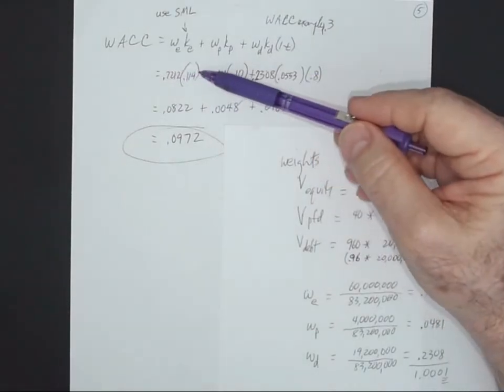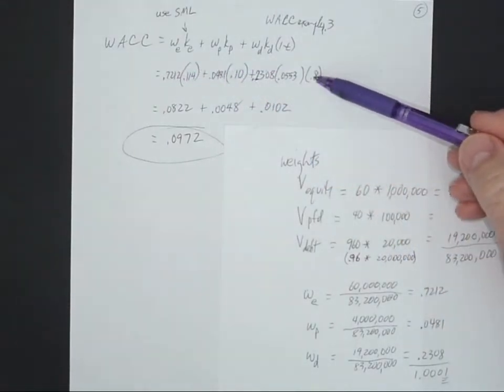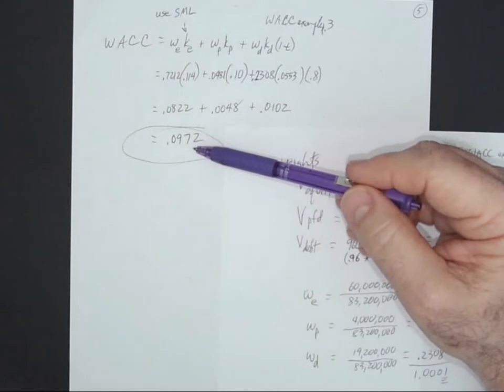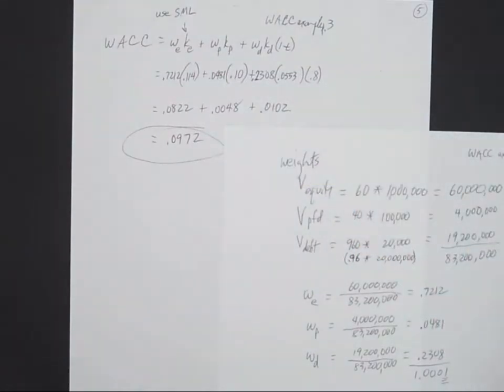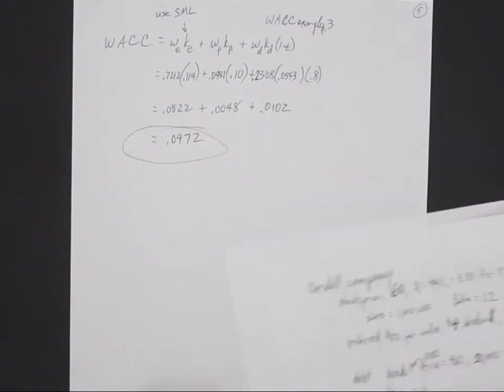So we have to get this product here, this product here, this product here, and add them all up, and when we do, we get a weighted average cost of capital of 0.0972 or 9.72%. So that's an example.